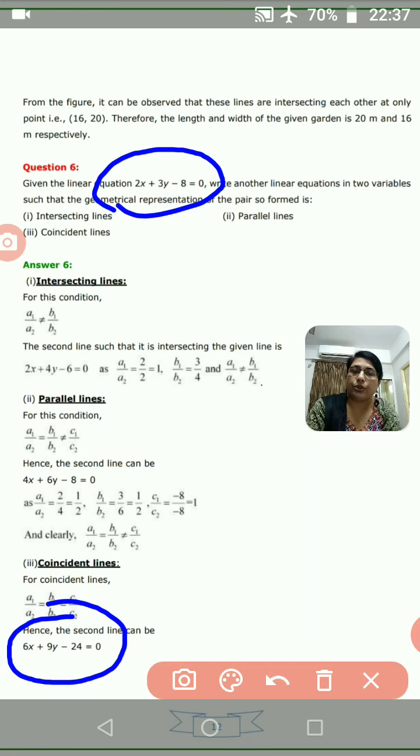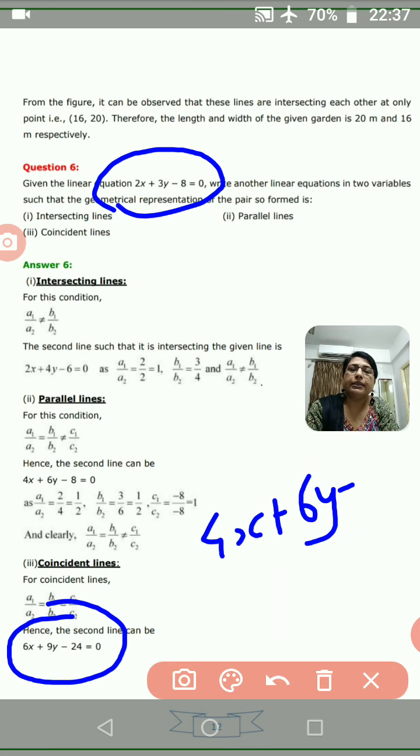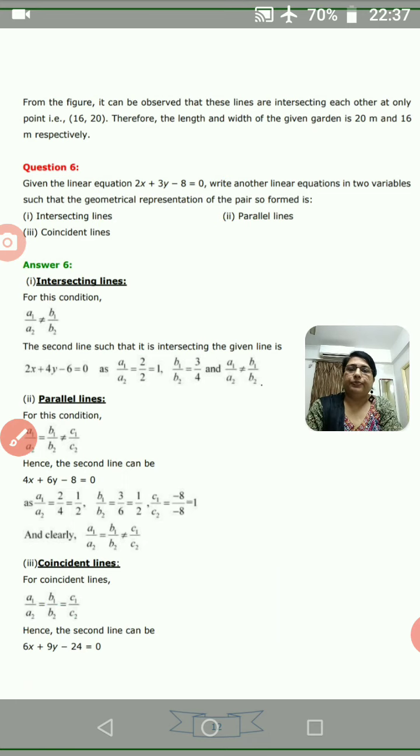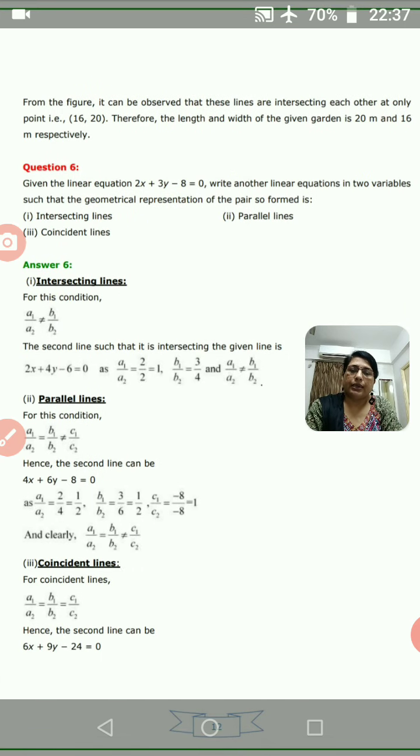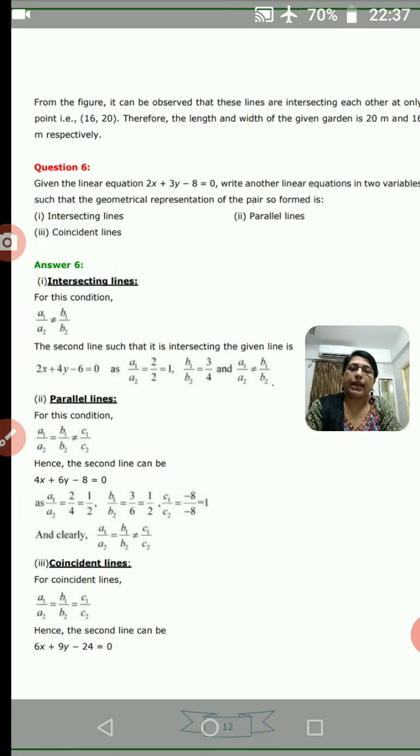But if I want to write another equation, then if I multiply by 2, then 2 twos are 4x plus 3 twos are 6y minus 8 twos are 16 is equal to 0. This way another equation also I am able to write here. So you can try your own answers. Now that coincident lines we have completed.